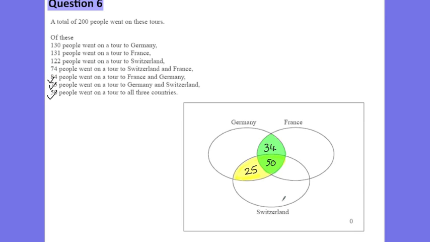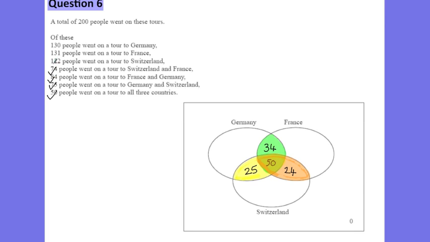Similarly, between Switzerland and France, taking another colour, we are looking at this section here. Between Switzerland and France. Switzerland and France is 74. We have 50 already in this category, so we must add 24 to make 74.